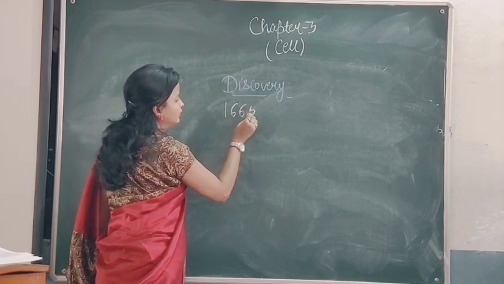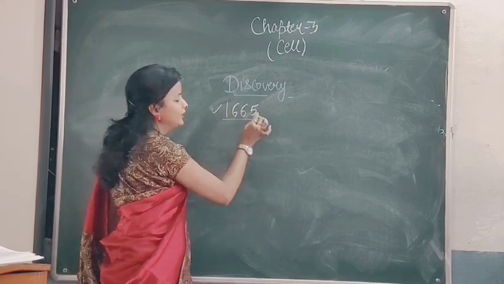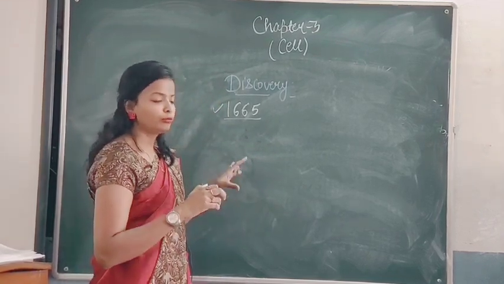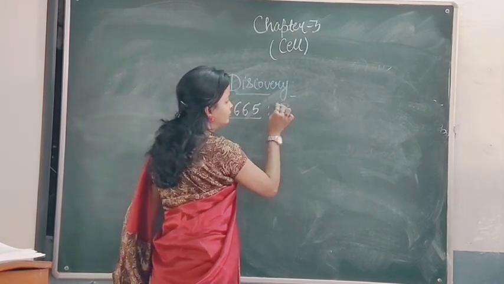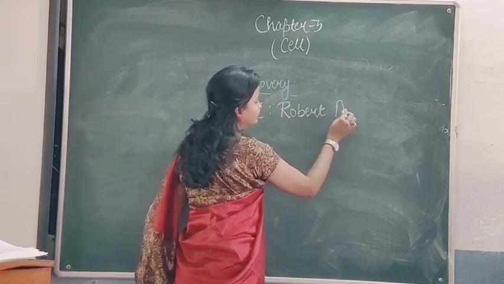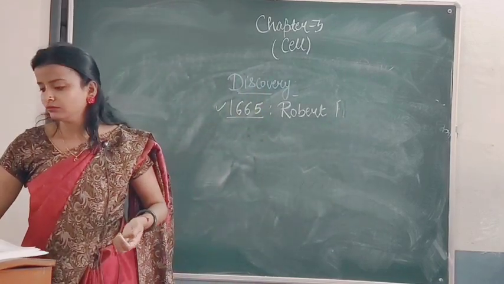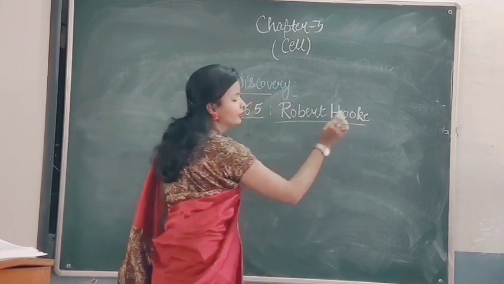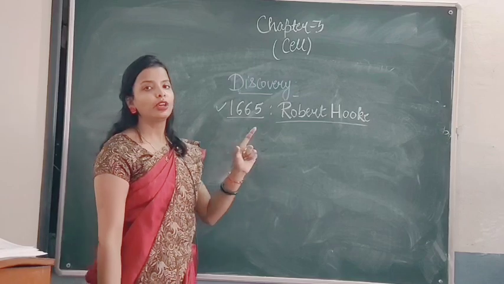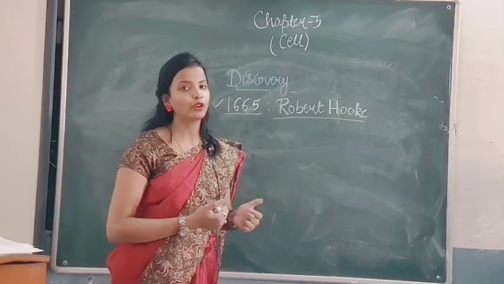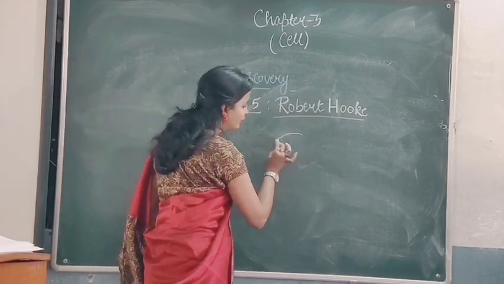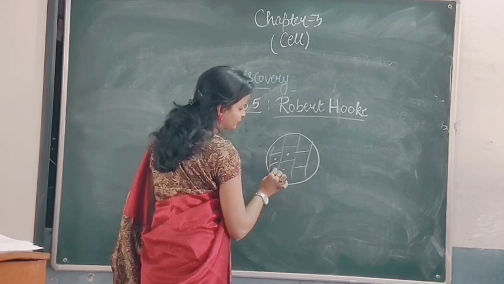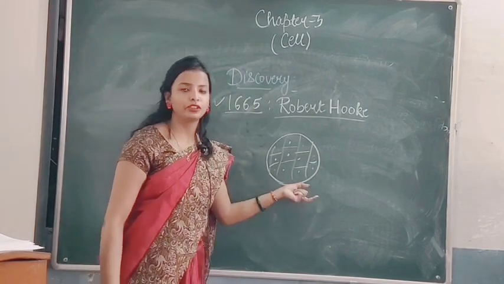Now, in the year 1665, Robert Hooke is a scientist who observed the dead cork, or the thin cork of the plant, and saw it under the microscope. He was the first scientist to observe the cell. Now how did he observe? He took a thin slice of a cork, which is the bark of a tree, and observed it under his microscope. When he observed it under his microscope, he saw somewhat this type of structure.